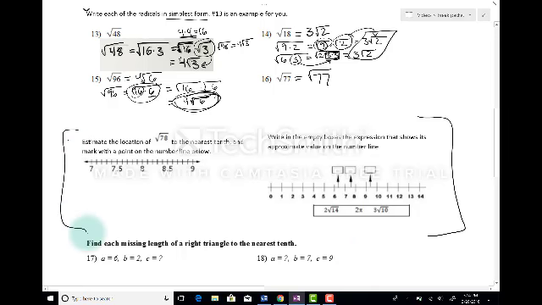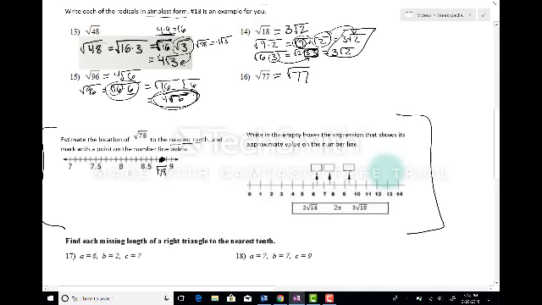Okay, so looking at this one, it says, estimate the location of the square root of 78 to the nearest tenths and mark with a point on the number line where it should be. So what I got was 8.8, or roughly somewhere in between 8.7 and 8.9, but definitely not 9 and definitely not 8.5. So I'm going to put it right here. This is where the square root of 78 is going to be.